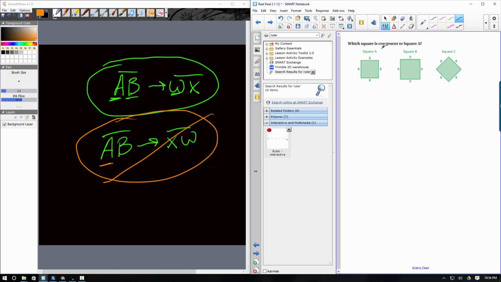So it says which square is congruent to square A? Again, congruent means same size and same shape. Now they're all the same shape, all of them. But which one is exactly the same size as square A? Well, B is 9, and these are 8, so it would have to be C.